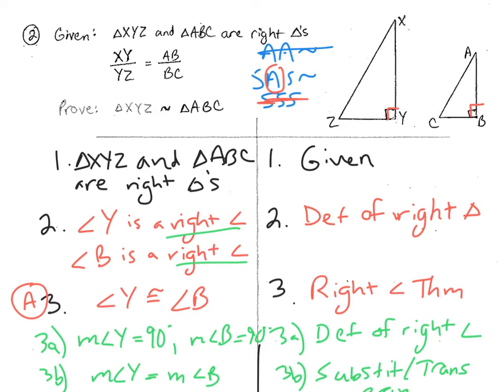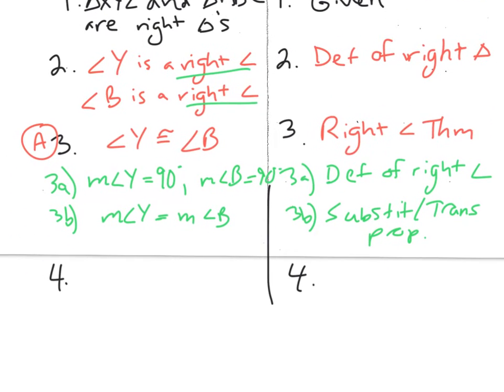Let's go ahead and write down that proportion and see what we can do with that. XY over YZ is equal to AB over BC. So given information, XY over YZ is equal to AB over BC.